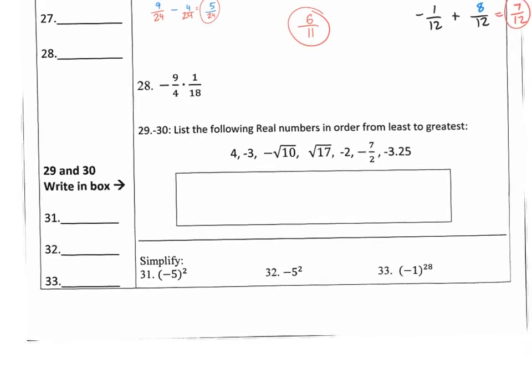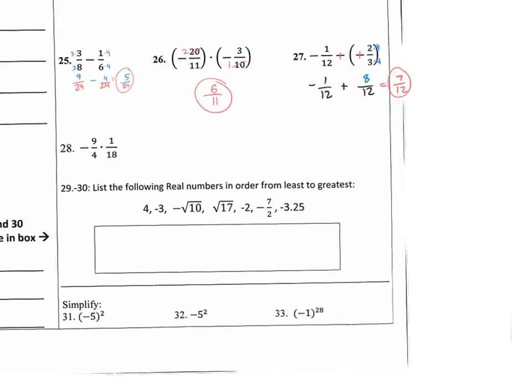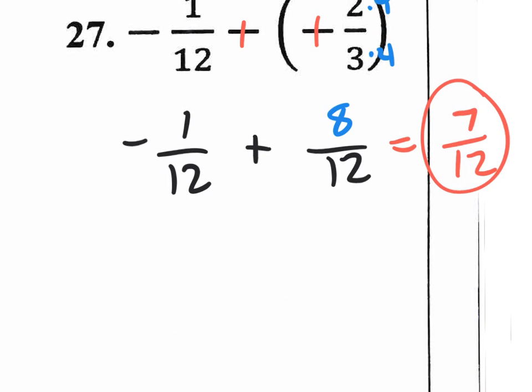On the practice test, it's actually positive, because if you think about owing $1 and having $8, you'll have 7 left over after you pay them off.